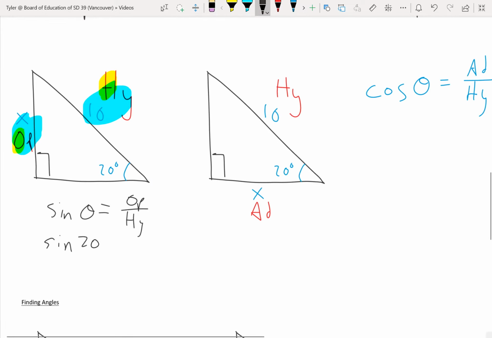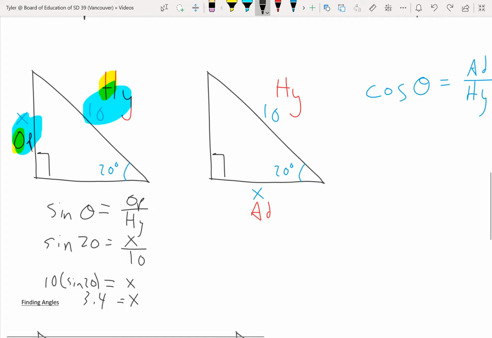We have sine 20 is equal to opposite, which was x in this case, over hypotenuse, which is 10. Cool. So now I want x by itself, so I'm going to have to multiply both sides by 10 to move it to the other side. So it's going to become 10 times sine 20. If I put that into a calculator, I end up getting 3.4, which would mean that this side, the x that we solved for, is 3.4 centimeters long or whatever.